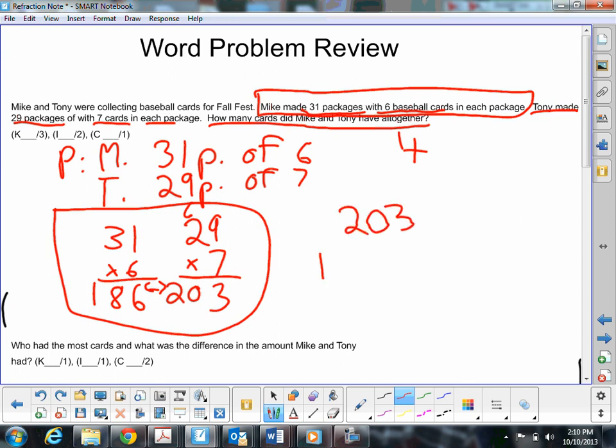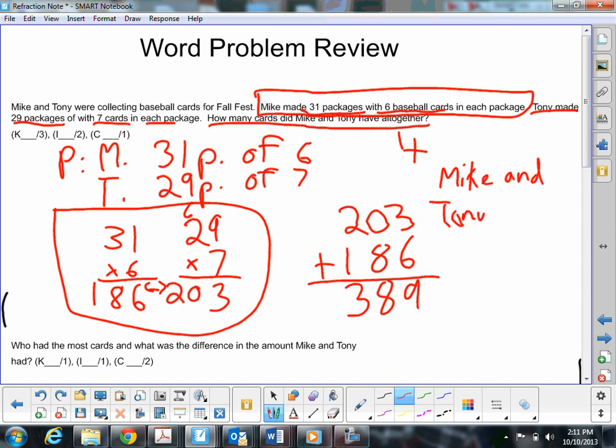203 plus 186. 6 plus 3 is 9. 8 plus 0 is 8. 2 plus 1 is 3. A proper sentence would be: Mike and Tony have 389 cards altogether.